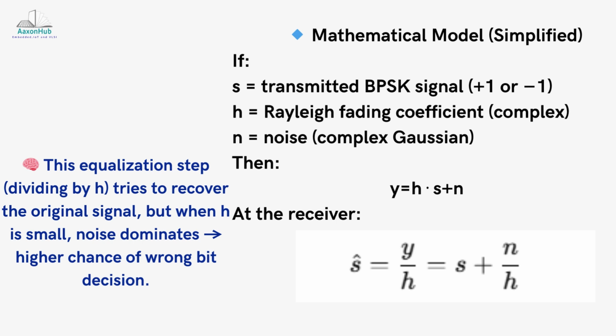At the receiver end, we perform equalization by dividing by h, which gives s-hat equals y by h, which is approximately s plus n upon h. So this removes the channel effect, but there is a catch. The catch is that if the magnitude of h is small, it is considered a deep fade, and n by h becomes large, where the noise overwhelms the signal, which leads to a wrong bit decision.